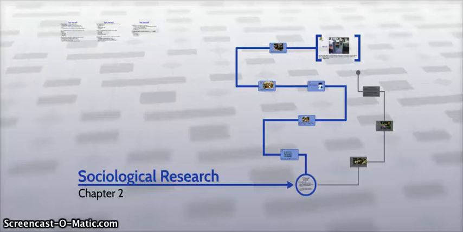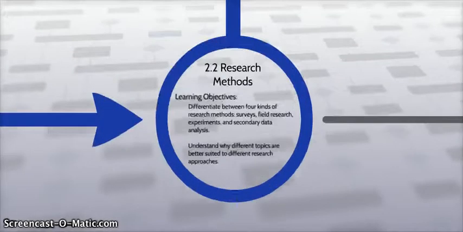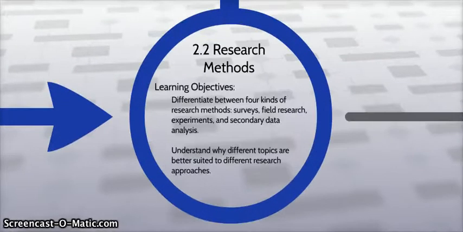All right, this is section 2, research methods. Our learning objectives are to differentiate between 4 kinds of research methods: surveys, field research, experiments, and secondary data analysis, and understand why different topics are better suited to different research approaches.